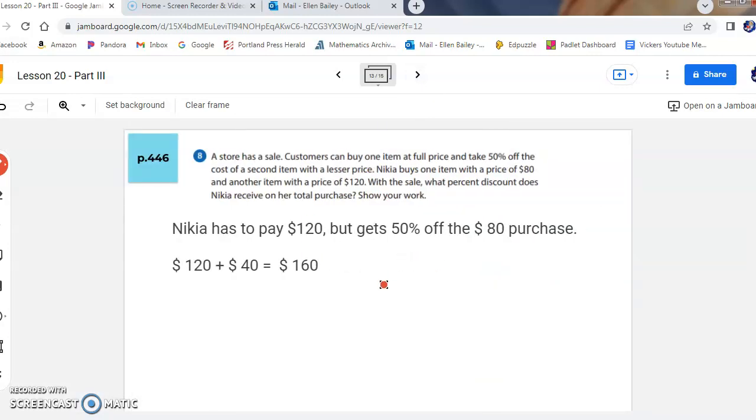All right, number 8. All right, let's look at this. Okay, so again, what I want you to write is what I've got here. Okay, so again, you can be working on it while I'm reading. Right, so it says here, a store has a sale.